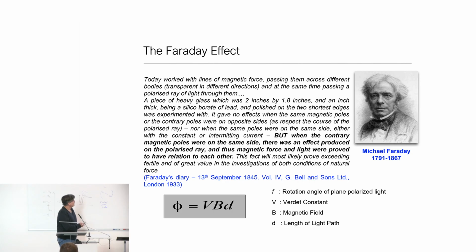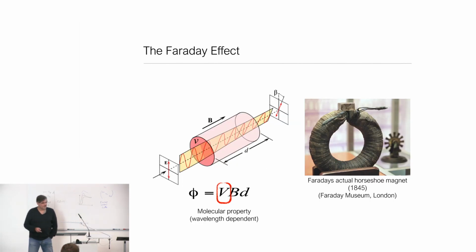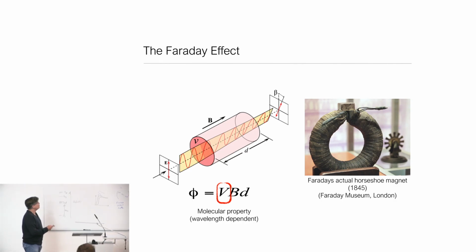He figured that it's linear in the magnetic field, and he gave a very simple equation: the rotation of the plane polarized light by that angle is proportional to the path length, the strength of the magnetic field, and then something molecular that he called the Verdet constant. And that is an actual picture of the magnet that he used. That is Faraday's actual horseshoe magnet that is still in the Faraday Museum in London.